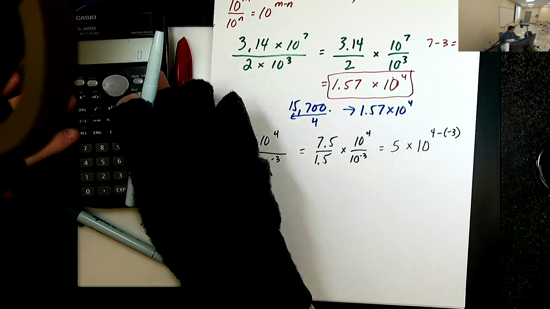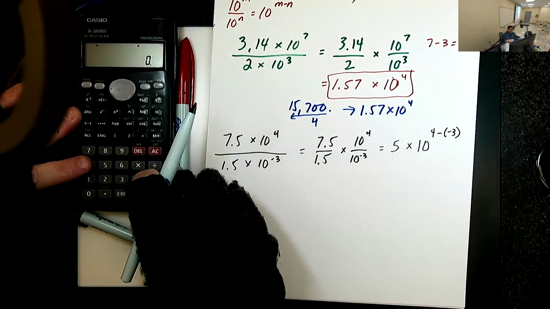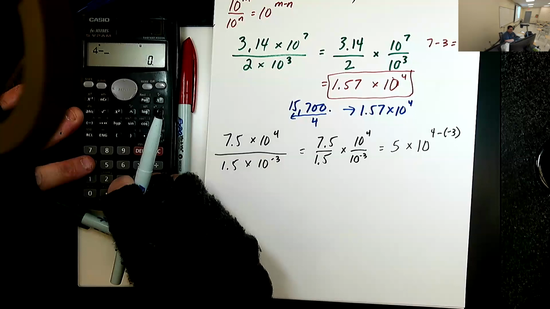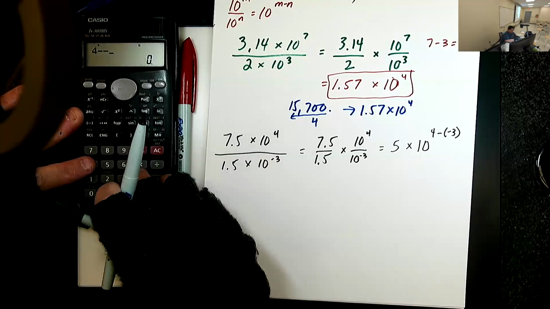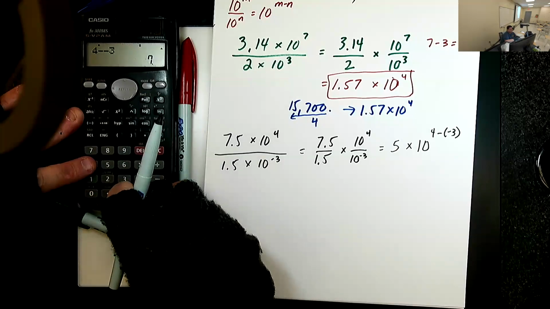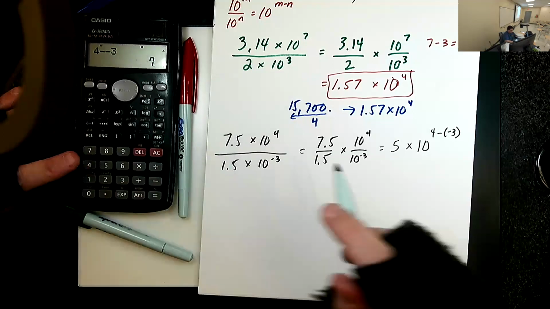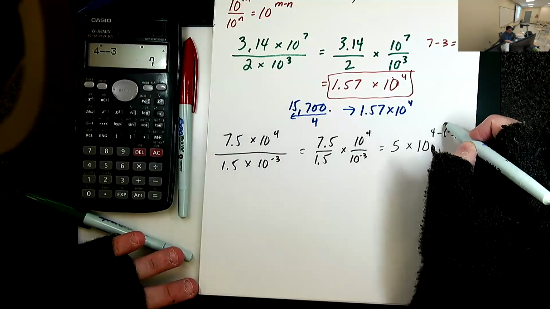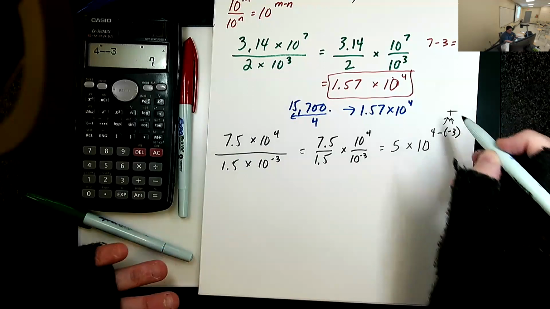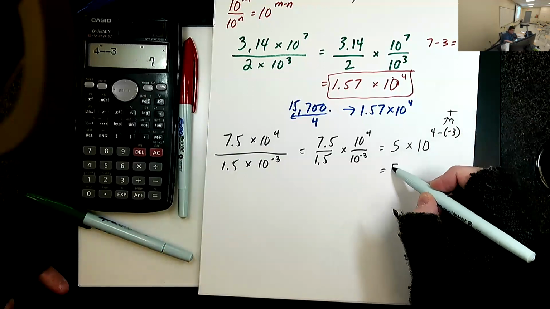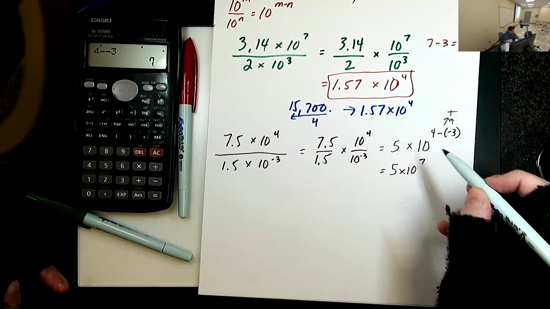Let's take a look in the calculator what happens. If I say 4 minus, can I do minus 3? It gives me 7. So 2 negatives become a plus. So this would be 5 times 10 to the 7th.